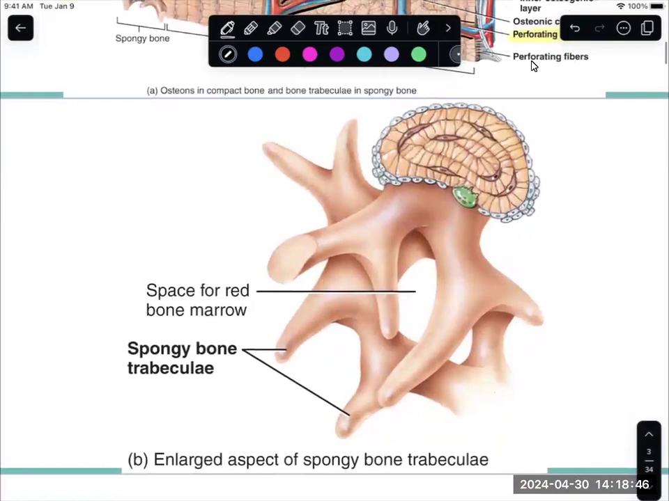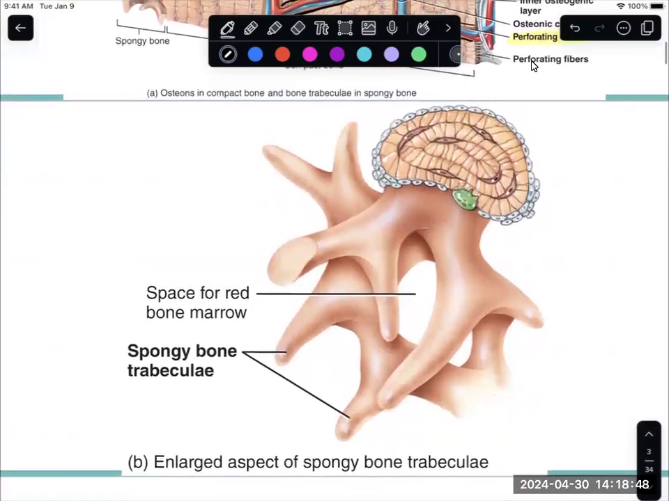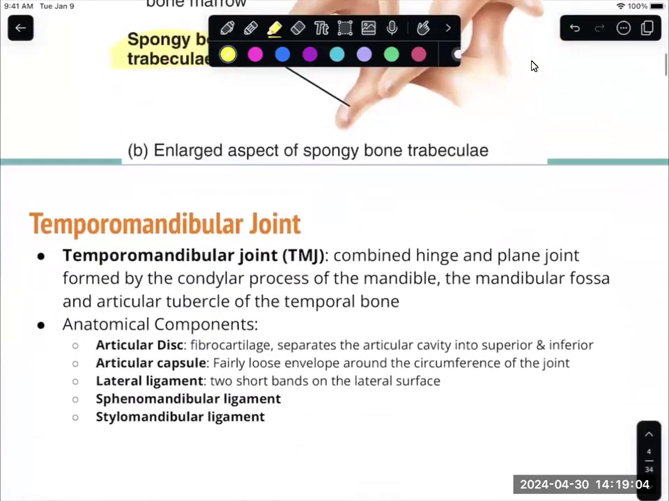Here's a picture of our spongy bone. In that spongy bone, we have all of these trabeculae. Again, all those trabeculae are just all those pieces together that make what looks like a sponge. Best way to put it. Spongy bone really does look like a sponge.